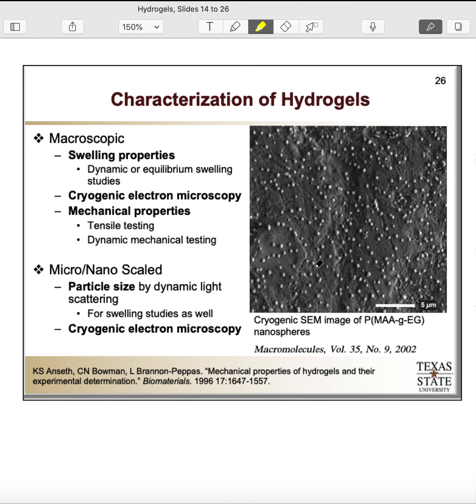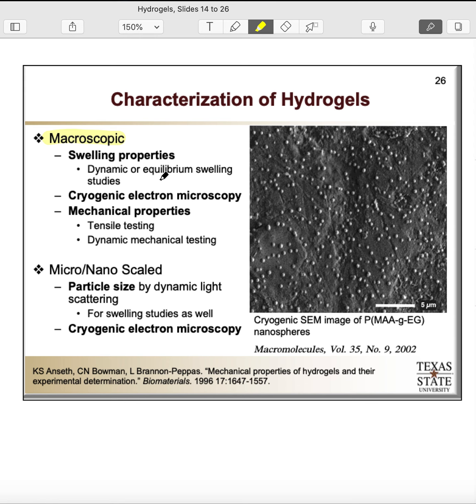Finally, the characterization of hydrogels. Basically, it depends on whether you have macroscopic or micro or nanoscaled hydrogels. For the case of macroscopic hydrogels, one of the main characterization techniques that are utilized is to do swelling studies. Those could be dynamic or equilibrium swelling studies. In a dynamic swelling study, you would investigate the swelling as a function of time, while in an equilibrium swelling, you would allow the hydrogel to reach equilibrium before you measure the extent of swelling.